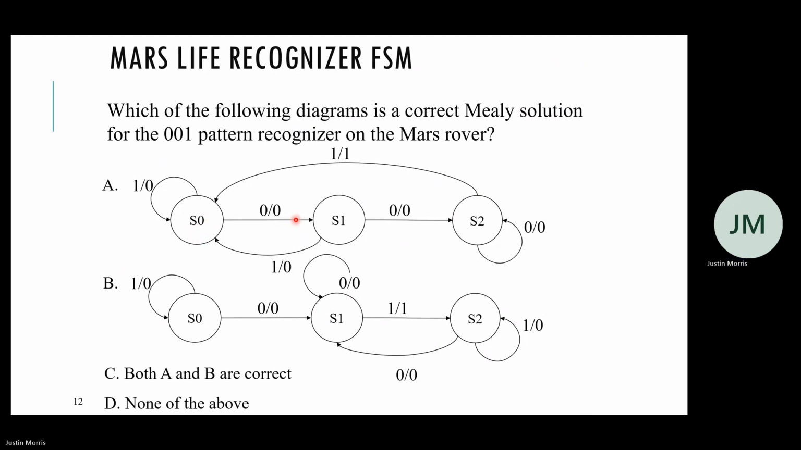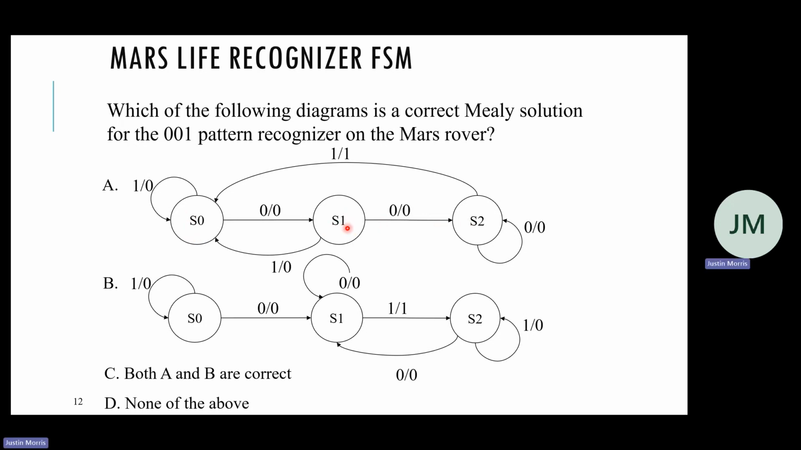But if I go from S0 to S1, I transition to S1 when I see a 0. But output is still 0 because I've only seen one 0, right? So S1 means I've seen one 0. And then if I see a 1, that's why I go back to S0, because now I have to restart, because now I'm not seeing the pattern 0, 0, 1. I saw a 1 now. So now I've seen 0 zeros in terms of this pattern.